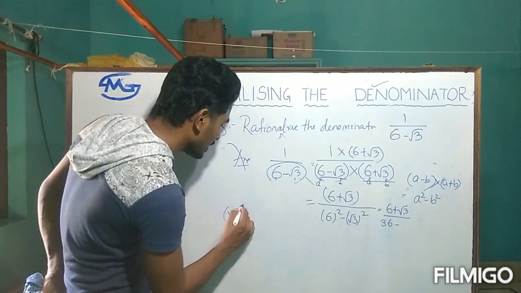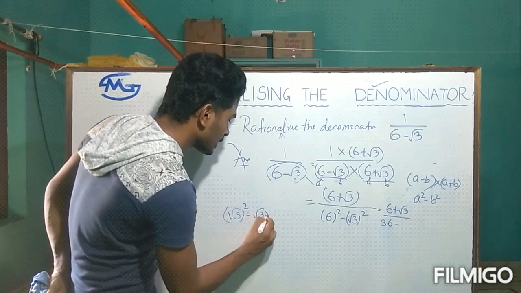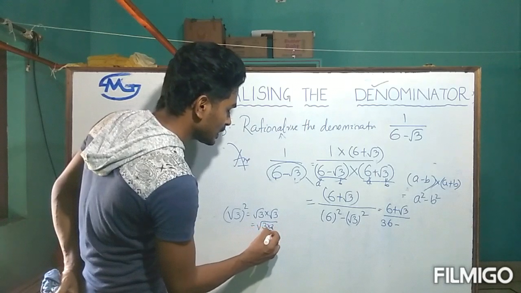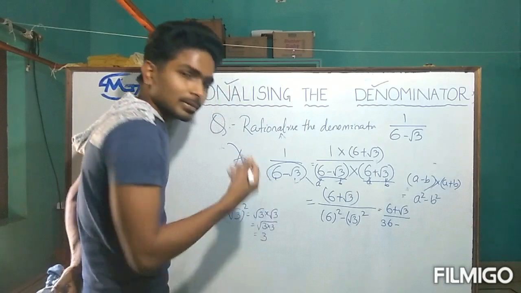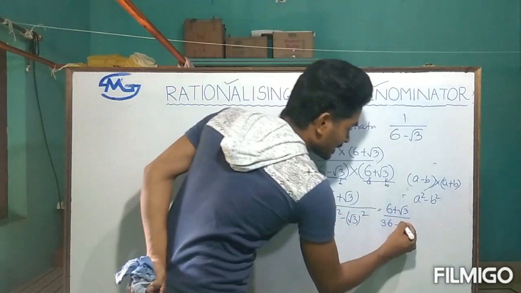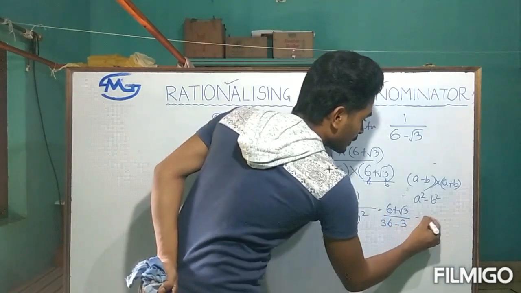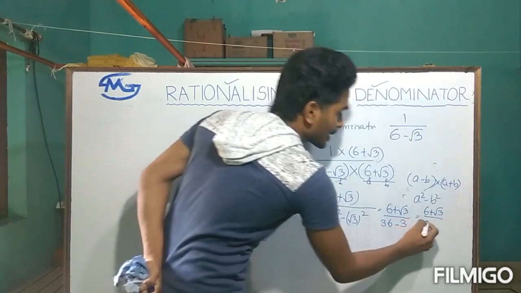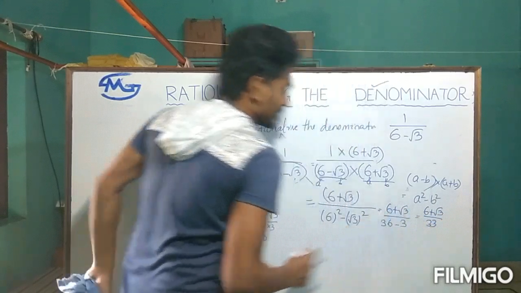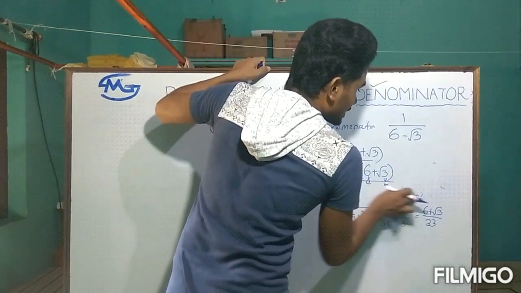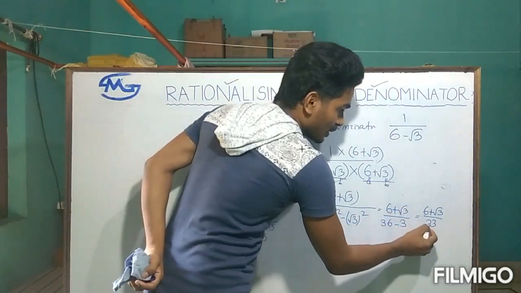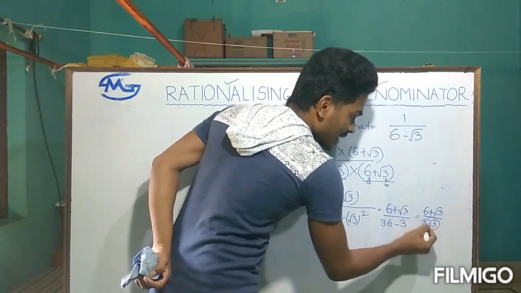Root 3 square is equal to root 3 into root 3. So the whole square root of 3 into 3 is equal to 3. So root 3 square is 3. Then 6 plus root 3 divided by 36 minus 3 is 33. This is our answer. So here the irrational number becomes a rational number.